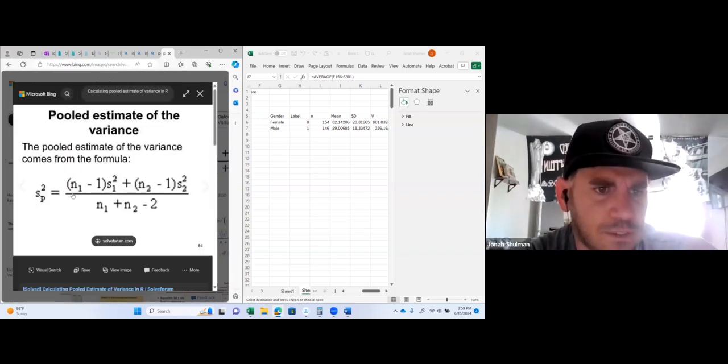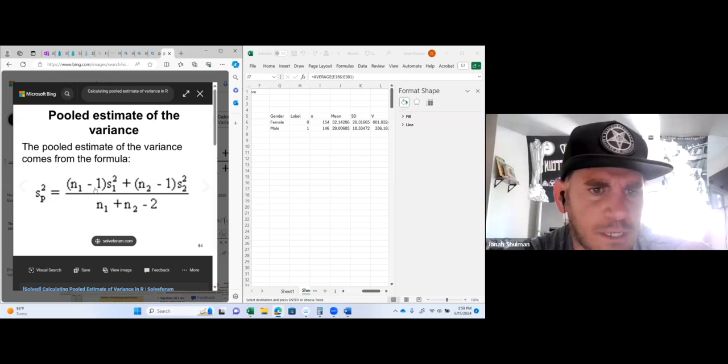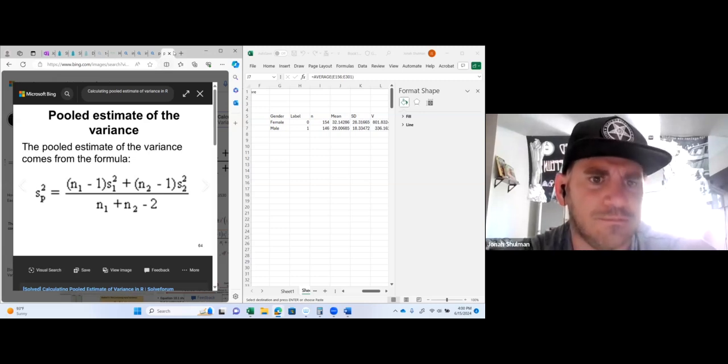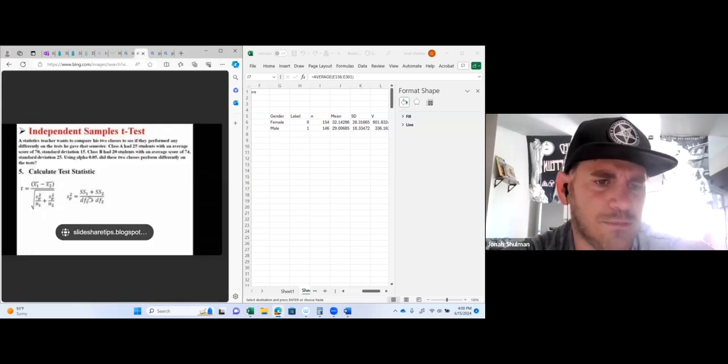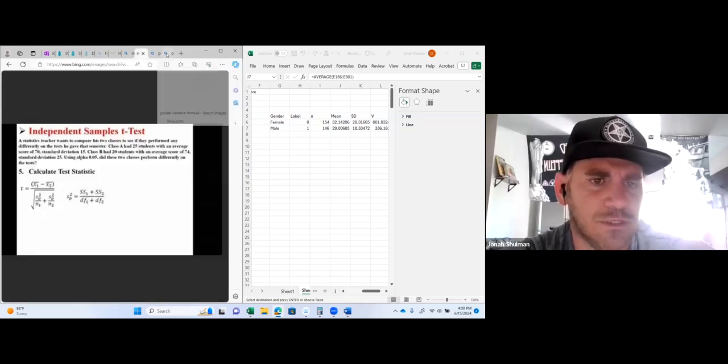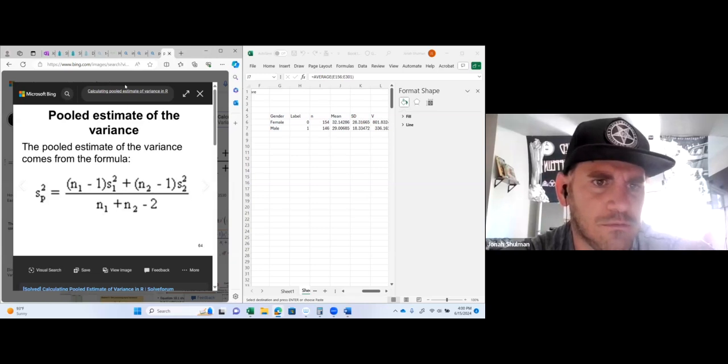Pooled variance is n1 minus 1 times the variance, plus n2 minus 1 times the variance, over the degrees of freedom. Yeah, there we go. Is that what they had before? Oh, it says sum of squares over degrees of freedom.